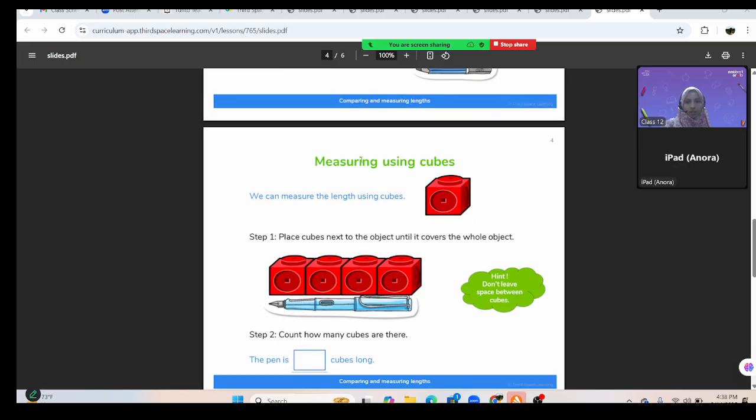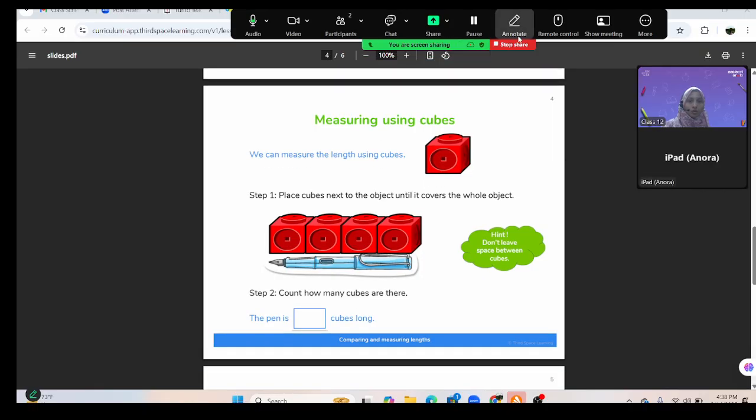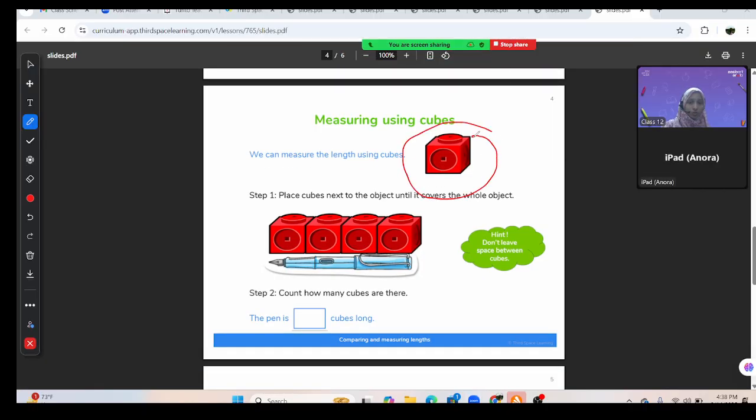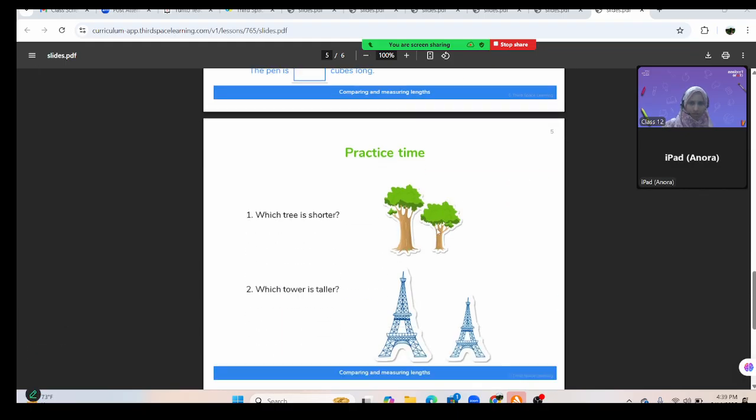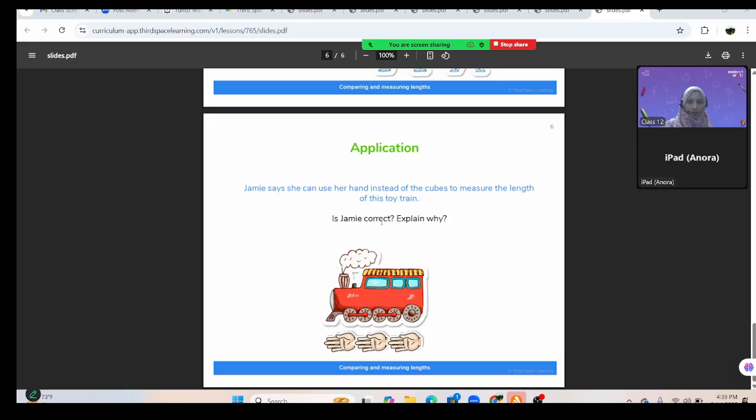We can measure the length using cubes also. Like there is one cube. If you place it next to the object, and we know this cube's length is 1 centimeter, then this pen is how long? What is the length of this? 4 centimeters. Yeah, exactly. So this is simple, right? So basically, there is a question. Read it.